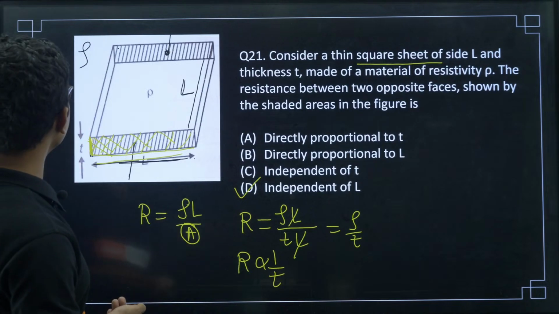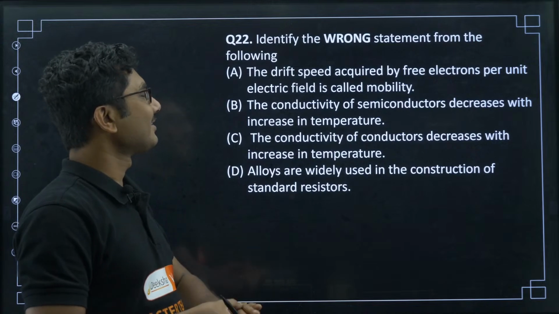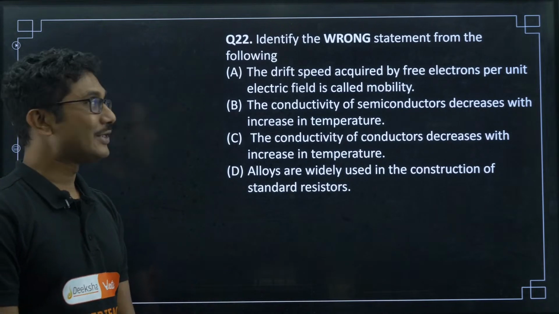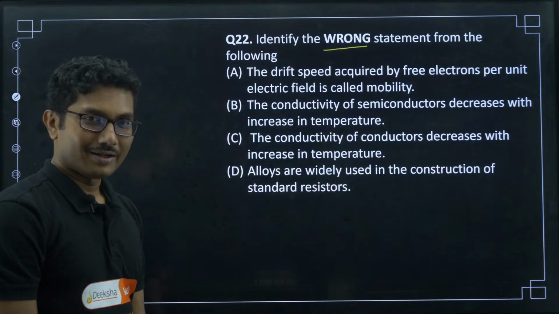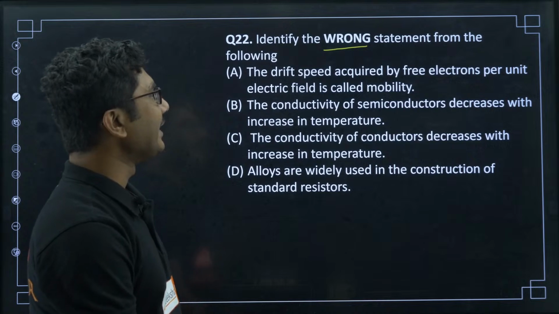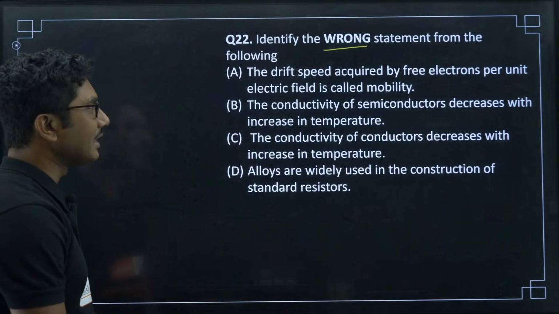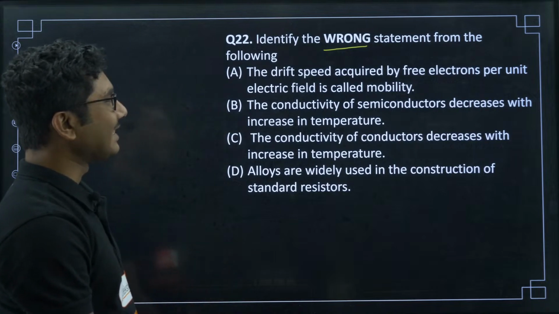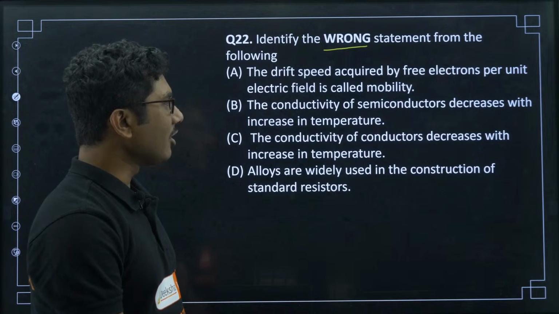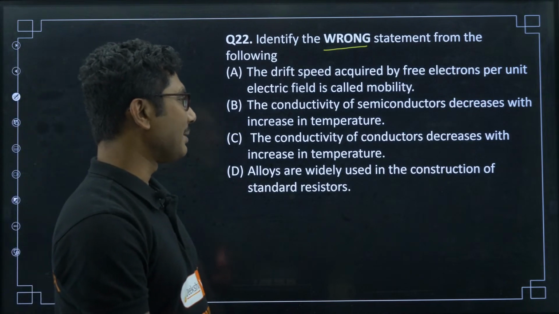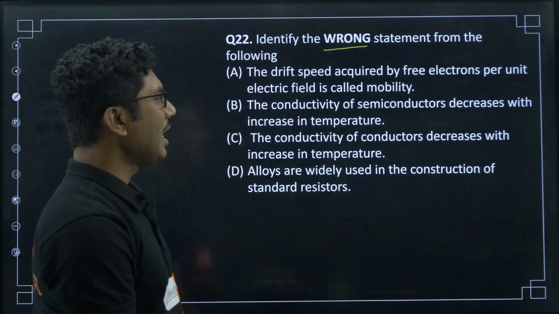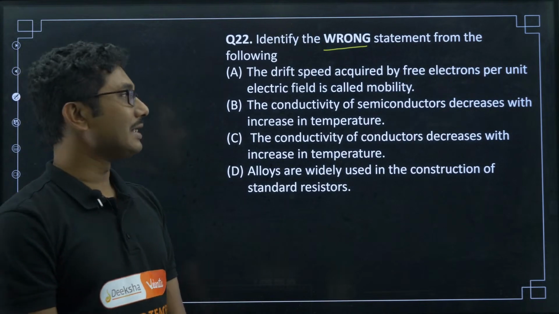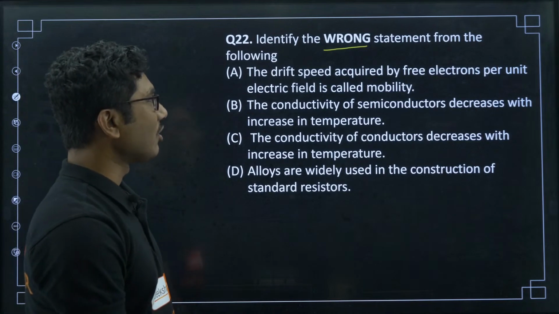Yes, interesting question. Now, next question, another slightly interesting question, not super interesting like the previous one, but again, identify the wrong statement from the following. So, you have to identify the wrong statement. We have not solved this kind of question so far. The drift speed acquired by free electrons per unit electric field is called mobility. The conductivity of semiconductors decreases with increase in temperature. The conductivity of conductors decreases with increase in temperature. Alloys are widely used in the construction of standard resistors.